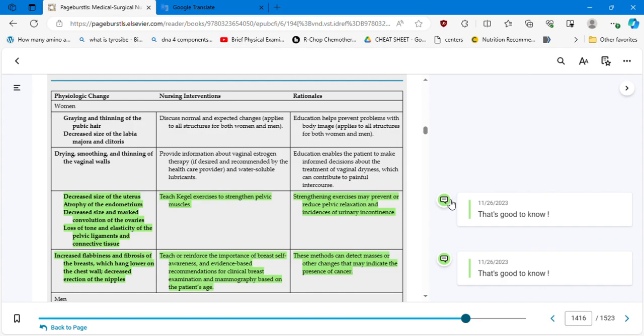Notice that my comment is green, so it's related to the green. If my comment is yellow in some cases, you have to look for whatever yellow is.